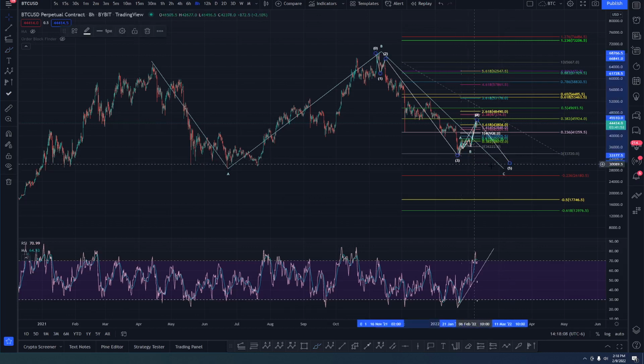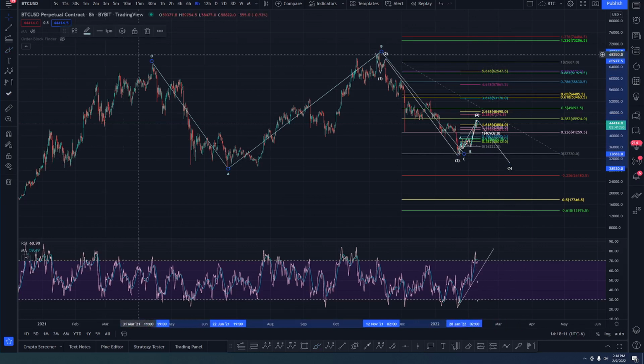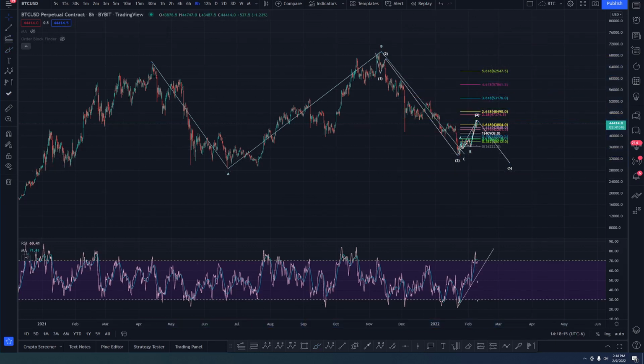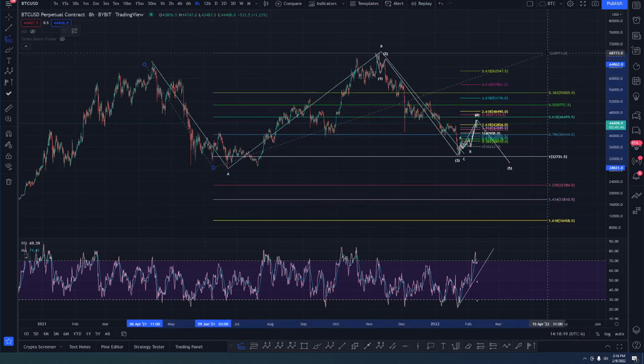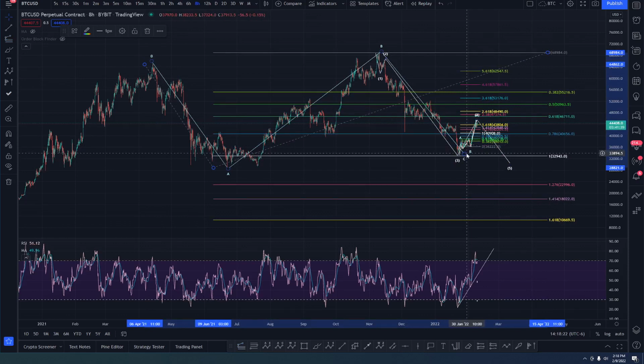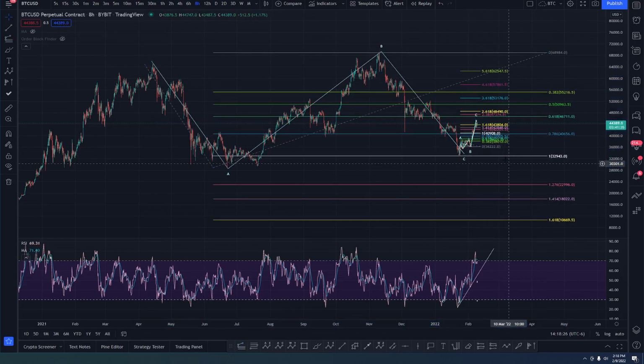actually have tagged the 1-to-1 extension of this overall move here. I can pull the fibs on that and show you that. We've already tagged the 1-to-1 extension. Let me pull the fibs. You see we came right down to 32.9 and tagged it. So, it's a possibility that 5 waves are done here in C, and this is actually the beginning of a reversal wave, okay? That we're in the middle of, moving up to the upside to those higher targets, to all-time highs.